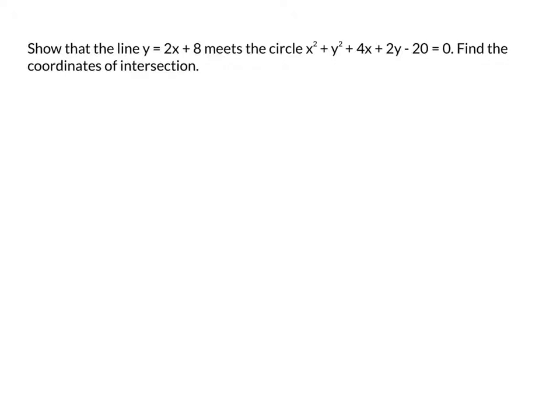To show that the line meets the circle, we're going to have to substitute the equation of the line into the equation of the circle. Once we've done that, we multiply everything out and collect our terms to get our quadratic. So simplify is our second step, and then use the discriminant to see how they meet.